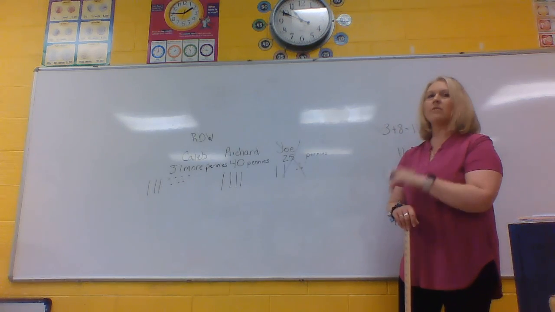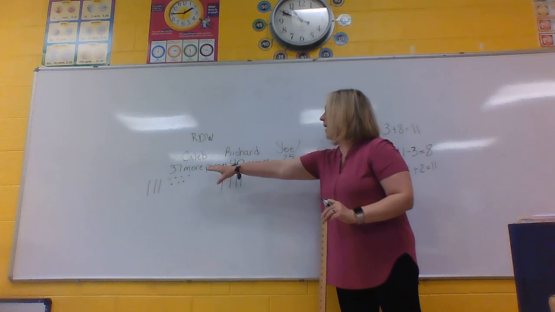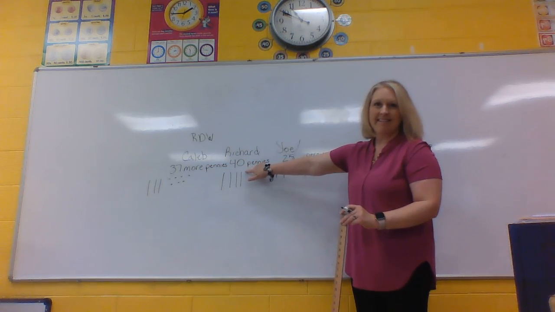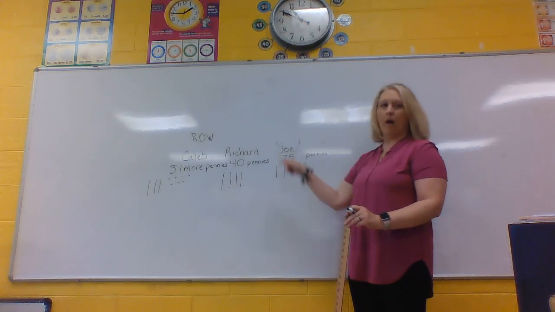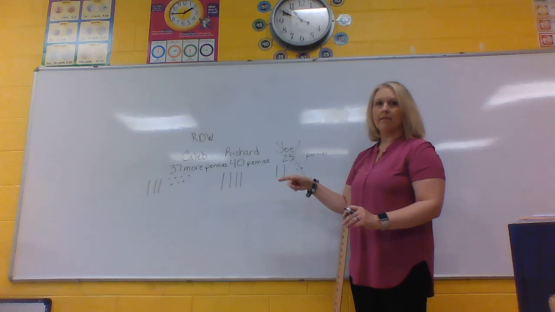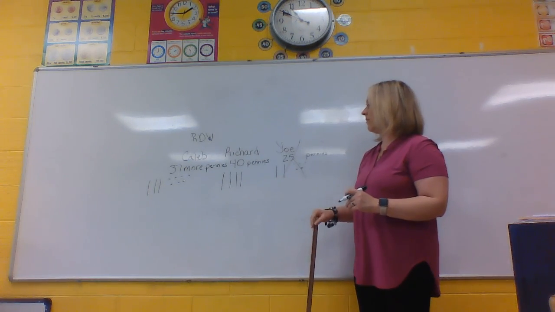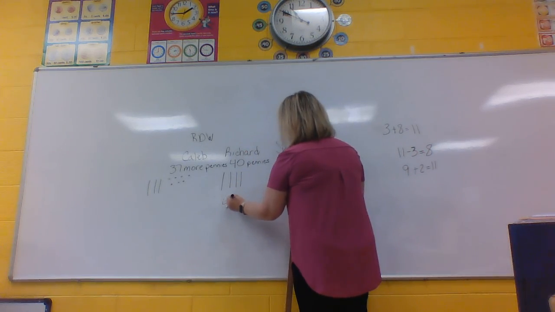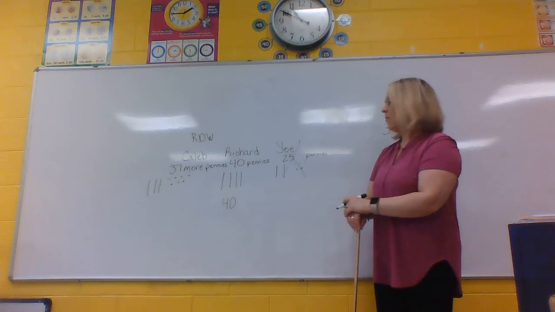Let me tell you why you're going to get confused. It says Caleb has 37 more than Richard's 40. Do you see what I'm saying? Caleb has 37 more than Richard's 40. So 77. So Caleb has 40, doesn't he? Yeah. He has 40. Do you agree? So is it 47?